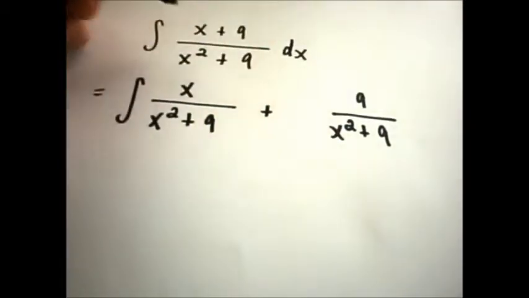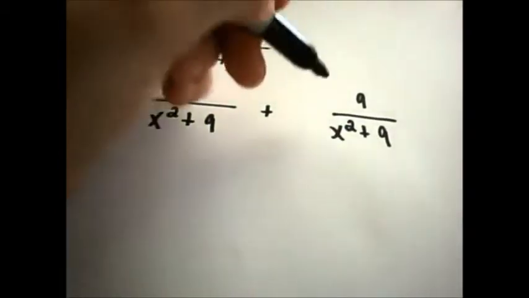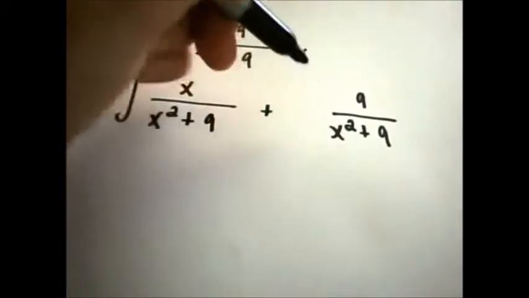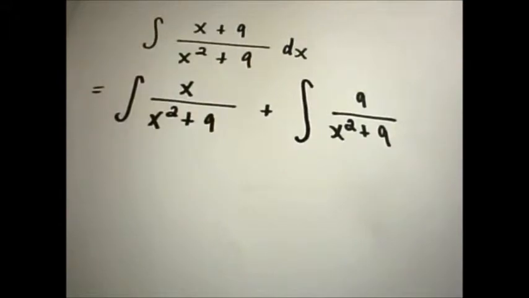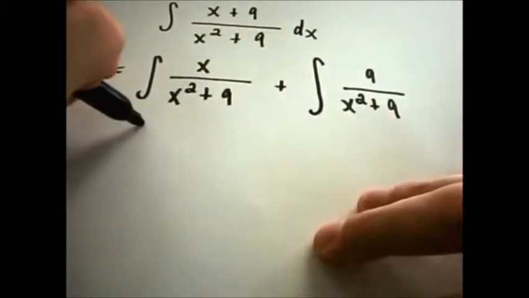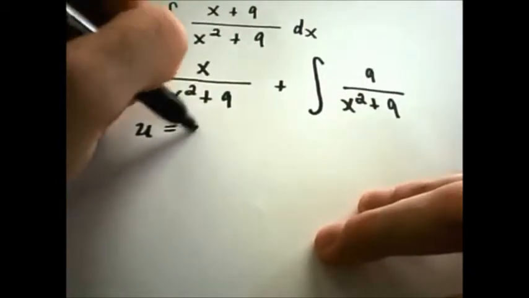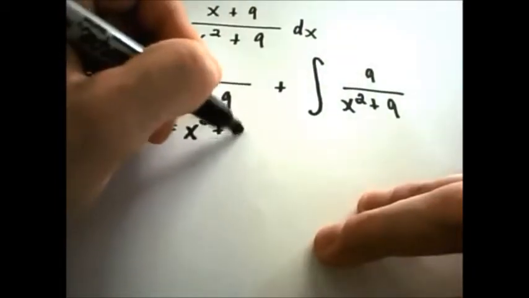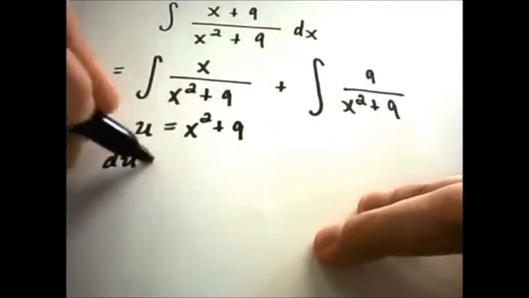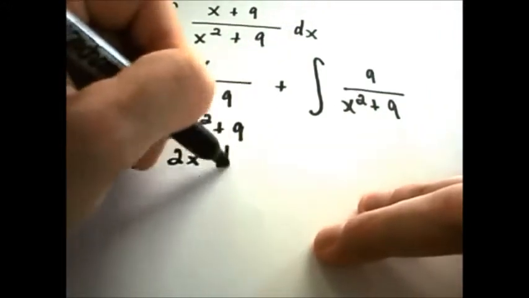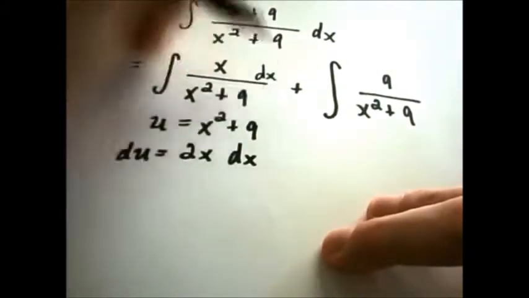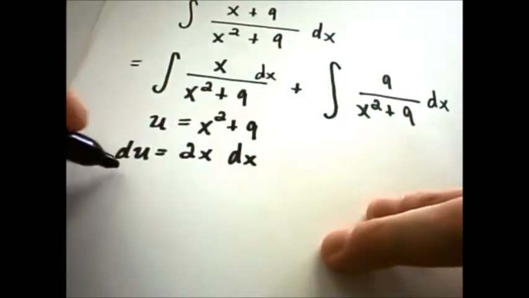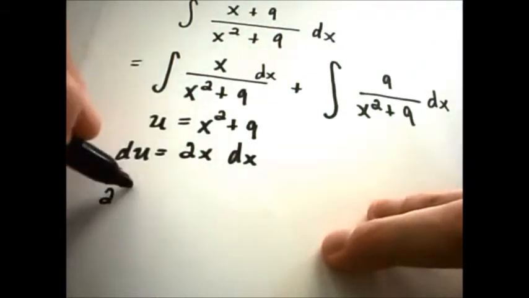I'm going to break up my fraction as x over x squared plus 9 plus 9 over x squared plus 9. Right? Because if I've got common denominators, if I put them back together, I'll get the same thing I started with. And I'm leaving a little space because remember, if there's pluses or minuses in between your terms, you can integrate those separately. So I'm just going to integrate each piece of this separately.